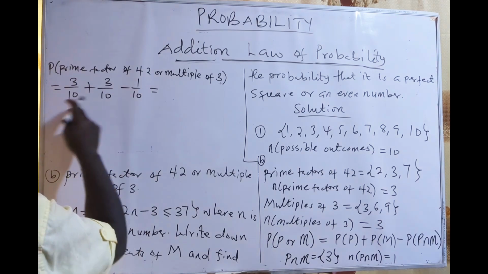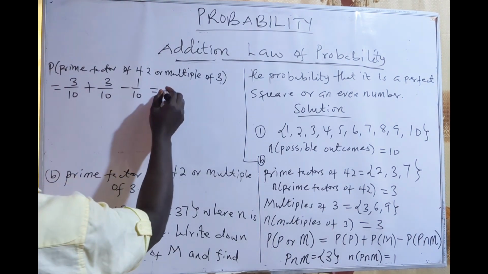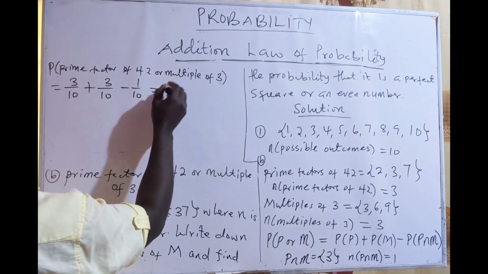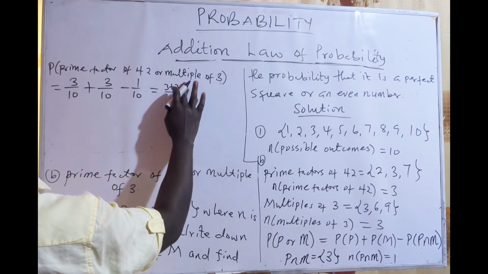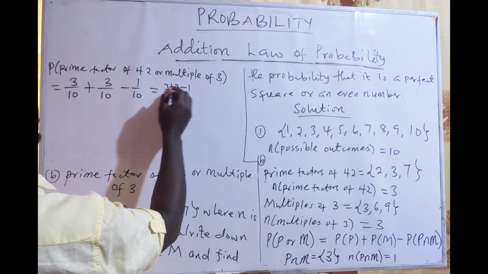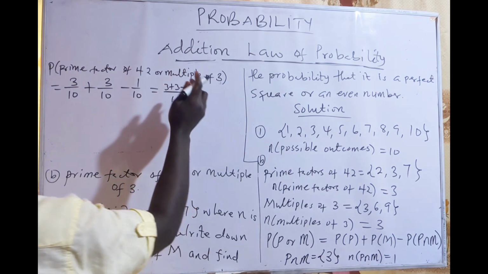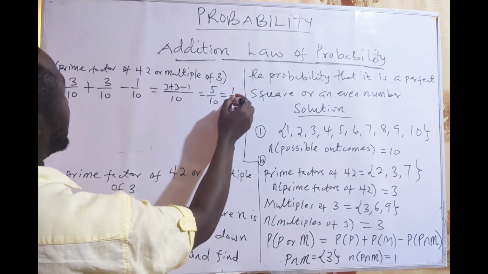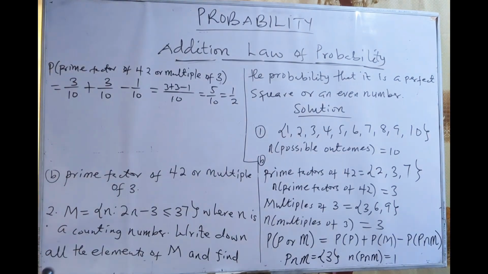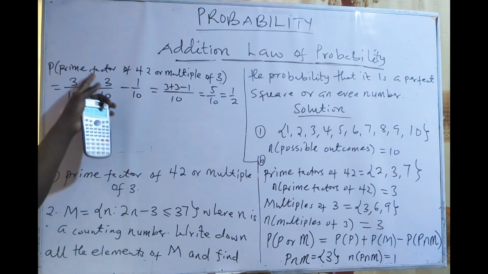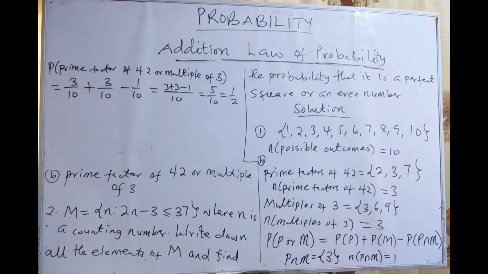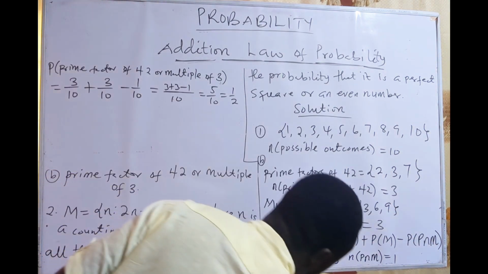So they all have a common denominator as what? As 10. So 3 plus 3 minus 1. And 3 plus 3 will give us 6. Minus 1 will give us 5 on 10. That is going to give us 1 on 2. So probability of a prime factor of 42 or multiple of 3 is 1 over 2.